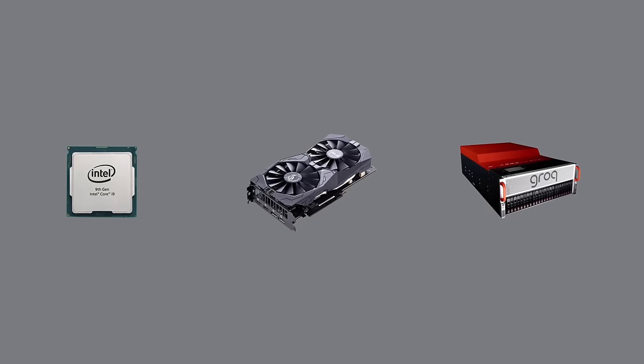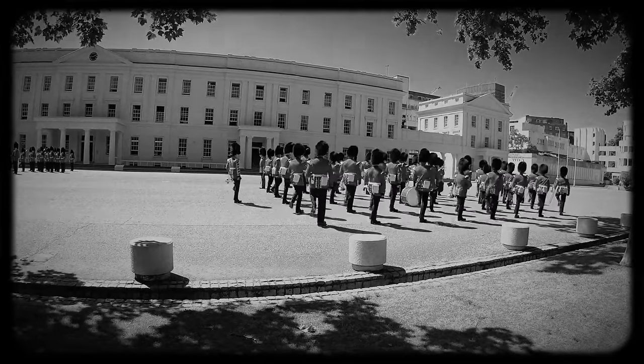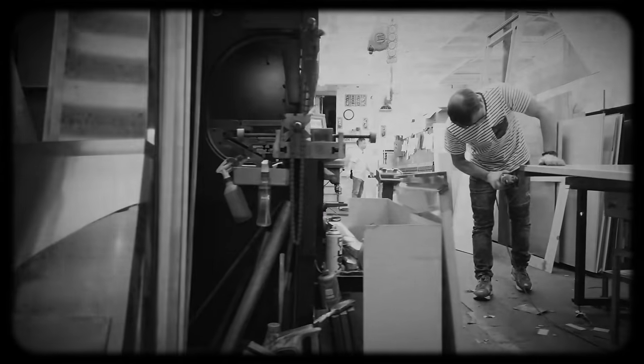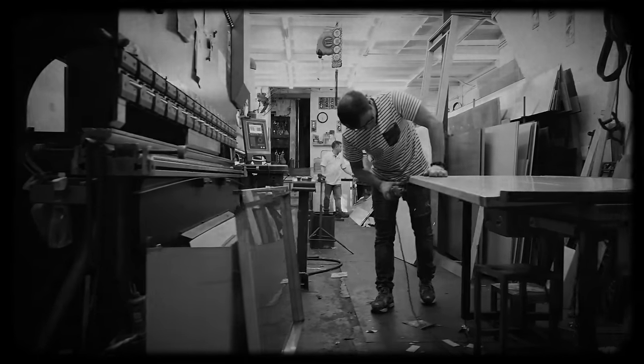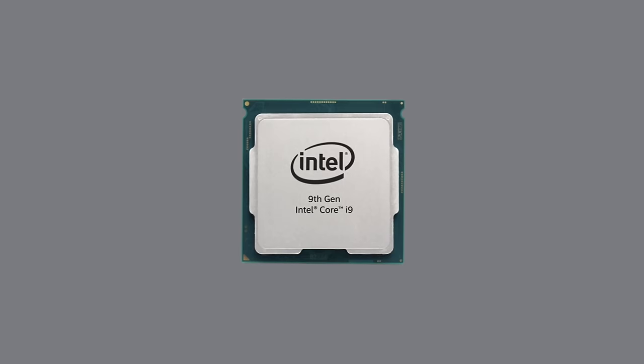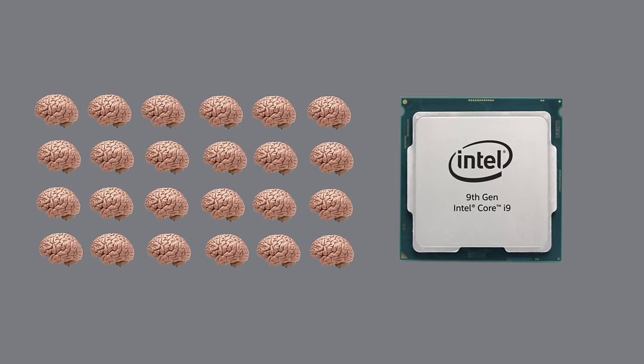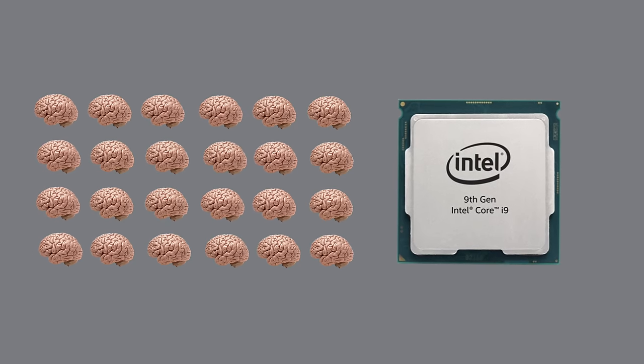Comparing CPUs, GPUs, and Groq's chips is like comparing a skilled worker, a big team, and a precise military operation. Think of a CPU like a very smart and flexible employee. It can go many places and do many things, but it can only do one thing at a time with each part of its brain or core. Even a strong CPU like the Intel i9, which has 24 brains, can only do 24 things at the same time.